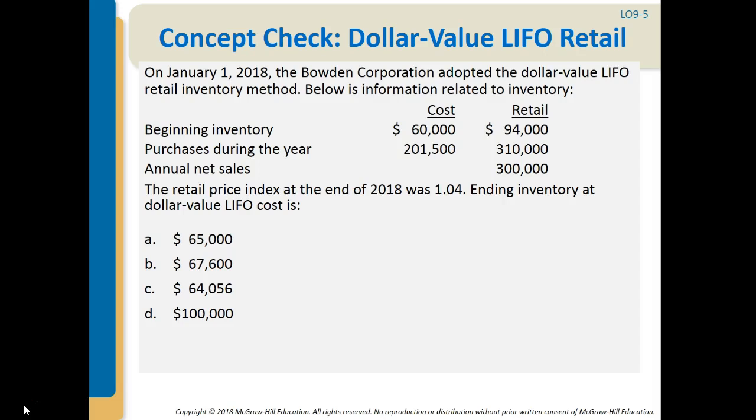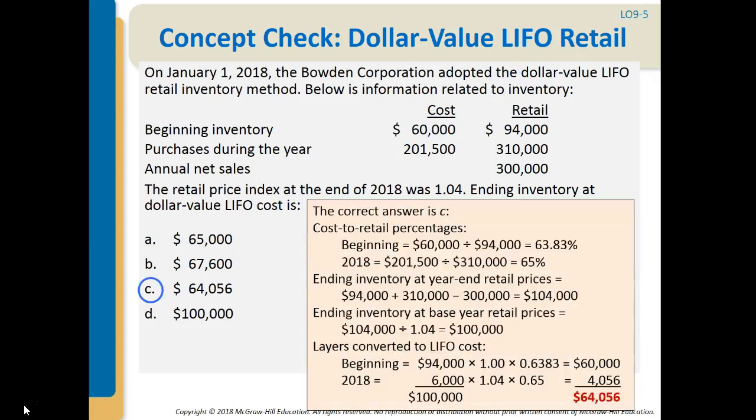Ending inventory at dollar value LIFO cost is A, $65,000, B, $67,600, C, $64,056, or D, $100,000.